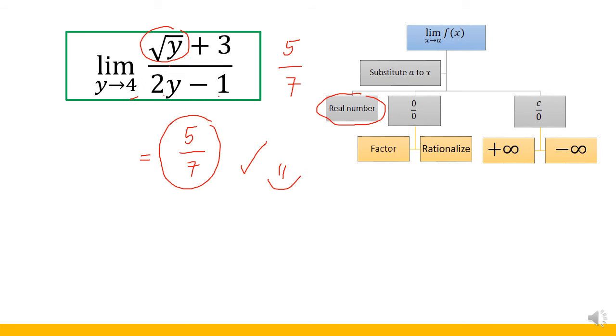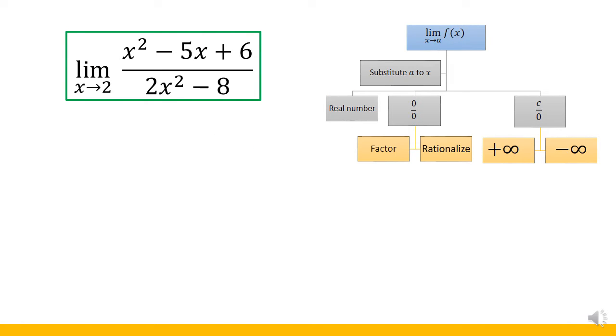Plain substitution. Now, what about in this limit? Again, if we do an inspection by substituting 2 for our x, we have here 4 minus 10 and then plus 6. Then here we have 2 times 4, which is 8, minus 8. So what we get is 0 over 0. This is 0, this is 0.